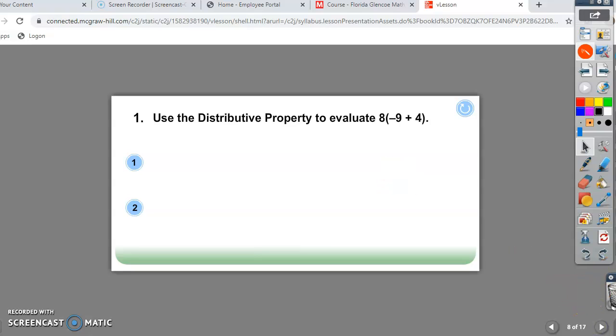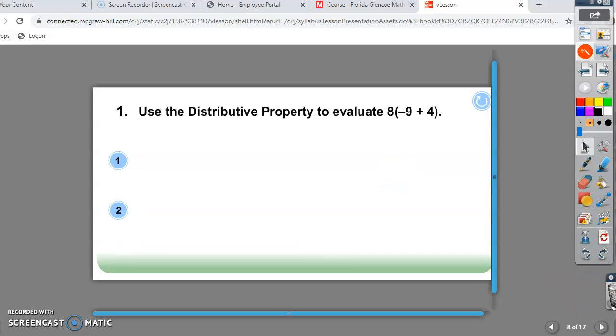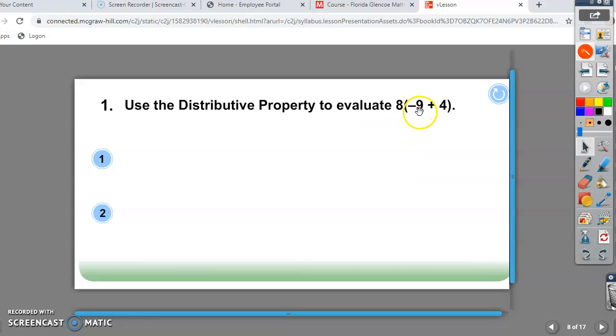We have example number 1 here, and we're looking at 8(-9 + 4). Normally in the past we're used to solving parentheses first, order of operations, but we're going to take it a little bit different with distributive property. Remember when we did distributive property in the past, we took the number outside the parentheses and we used arrows to help us understand that we would be taking that 8, that number in front, and distributing it, which means multiplying it times everything inside the parentheses.